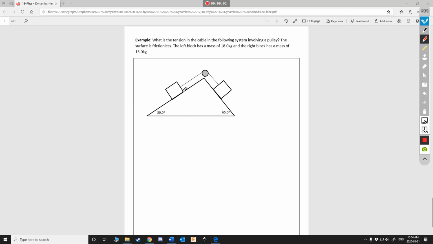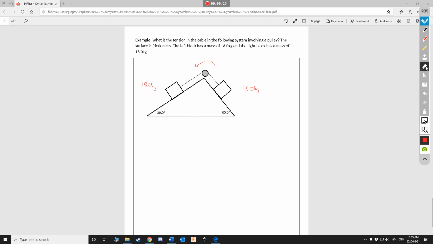Okay, so for this one, we're going to combine systems with inclined planes. So when we look at this one, we have an 18 kilogram block on the left, and we have a 15 kilogram block on the right. So the instinct is to say that this pulley system is going to make this thing go counterclockwise because 18 kilograms is bigger than 15.